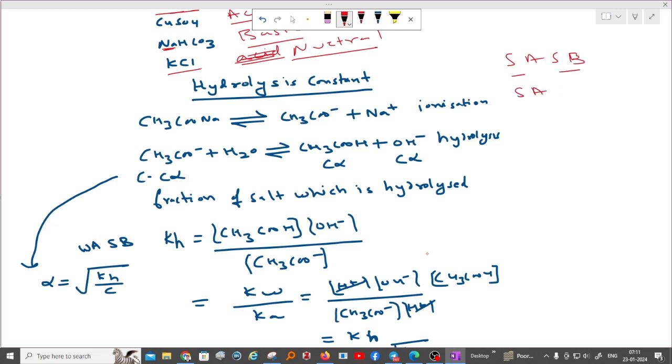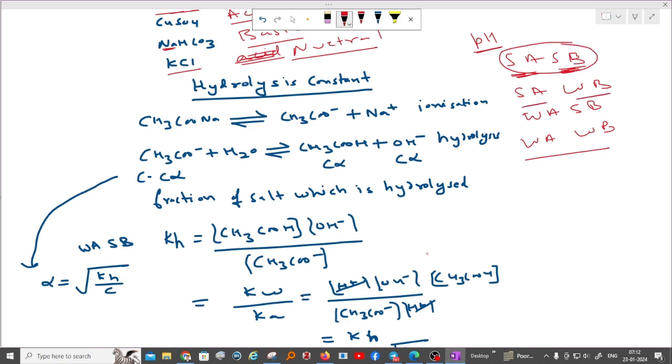Then we have strong acid and weak base, weak acid and strong base, and weak acid and weak base. So we have to derive the pH. We have to prove what the pH will be for strong acid and strong base. Obviously we cannot derive it by this method because here hydrolysis won't happen. And here, how do you prove that pH is less than 7 in this case, and pH is greater than 7 in this case? Here it depends on pKa and pKb, that we will derive.